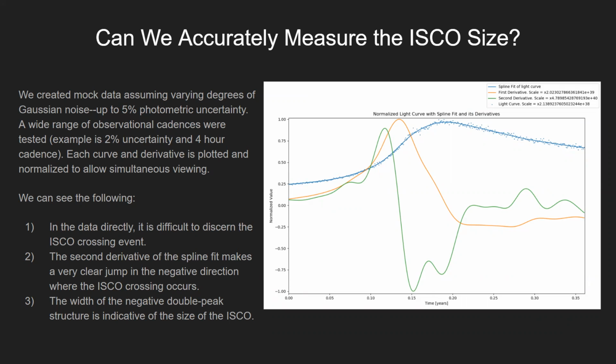and a 4-hour cadence. We then fit a spline in order to smooth the curve, and we see that we seem to have lost the ISCO crossing. However, it's still contained in the information held in the second derivative of this plot. This negative double peak structure is indicative of the crossing event.